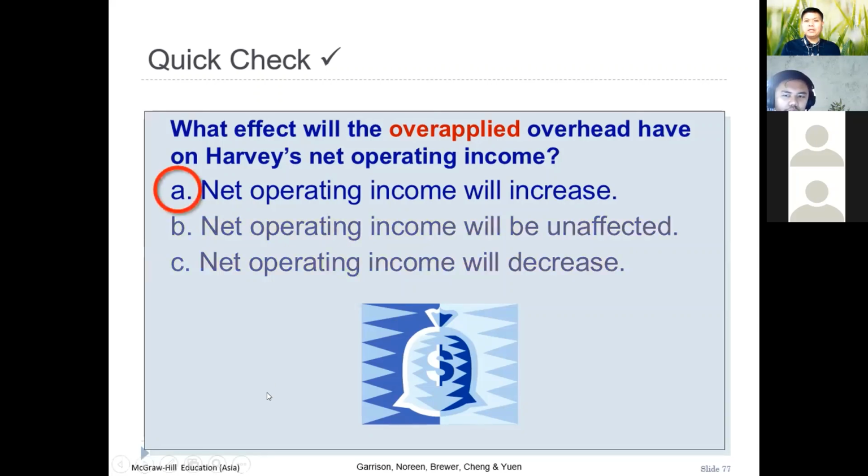The net operating income will increase. Di ba? Can you explain this? I think kasi pag over-applied siya, sir, mababawasan yung cost of goods sold natin. So pag nabawasan yung cost of goods sold, mag-increase yung income natin. Tama na.